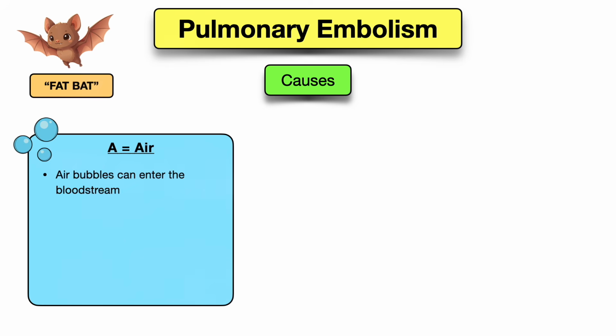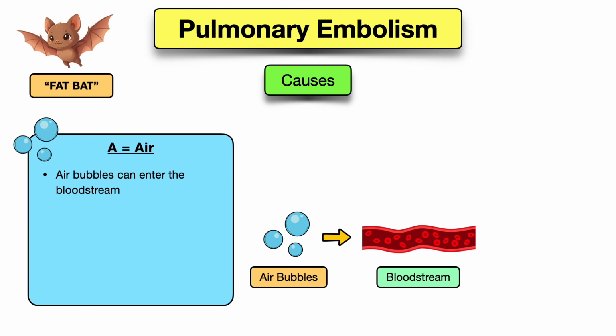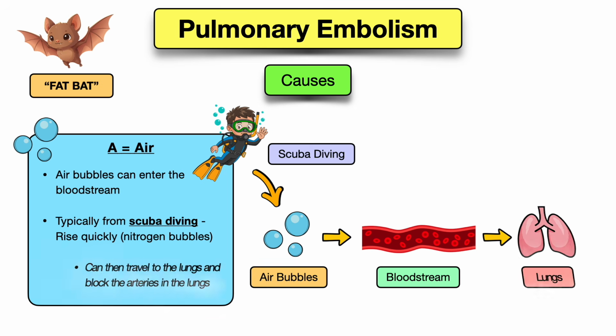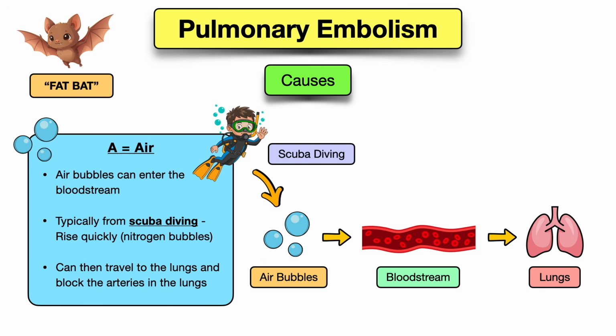Next, we have the A, which stands for air. Air bubbles can also enter the bloodstream. This is typically caused by nitrogen bubbles from scuba diving or deep sea diving. If a scuba diver rises too quickly to the surface, this can cause gas or air bubbles to form in the circulation. The air bubbles can then travel to the lungs and block the arteries in the lungs. This can lead to an air embolism.